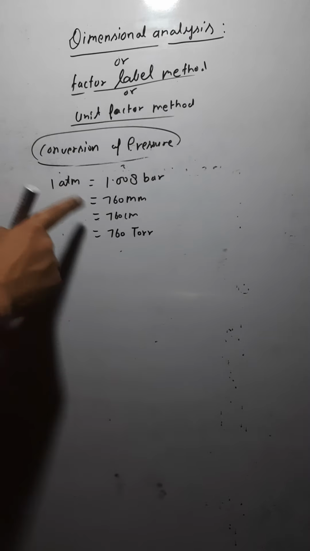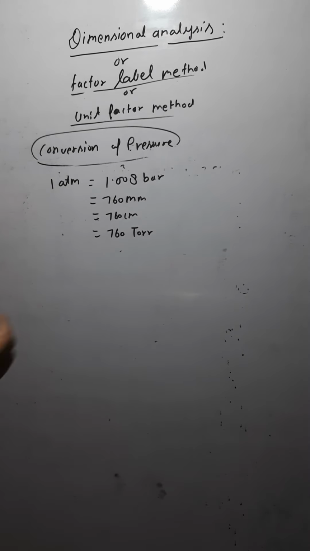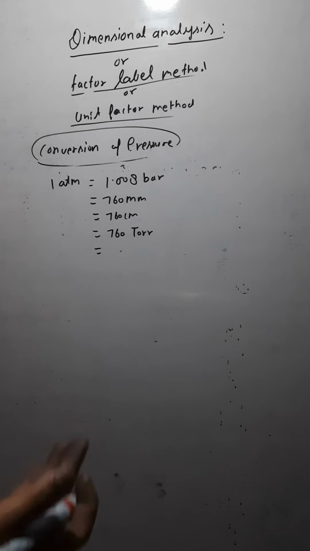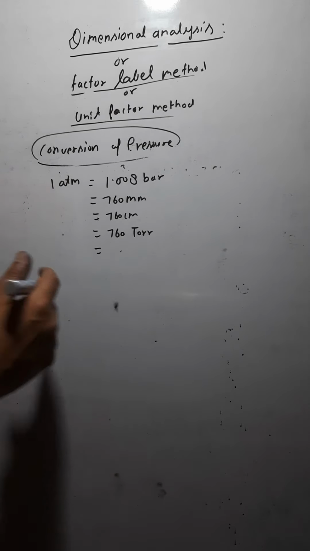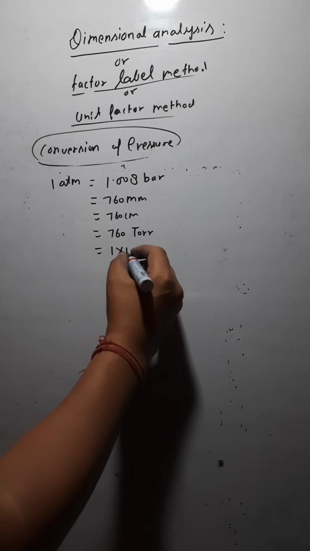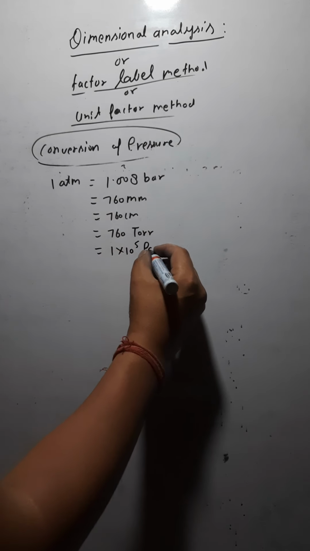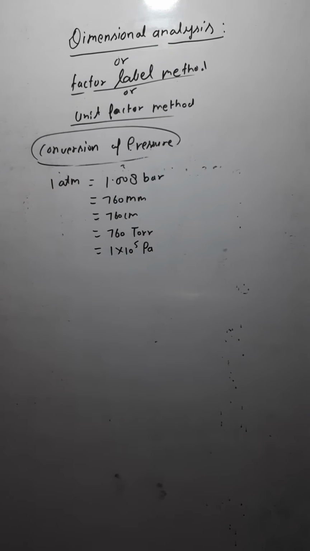So in 1 atmosphere you have 760 torr, and one more unit of pressure is also known as the Pascal. So in 1 atmosphere you have 1 multiplied by 10 raised to the power 5 Pascal. So this is how you would convert the units of pressure.